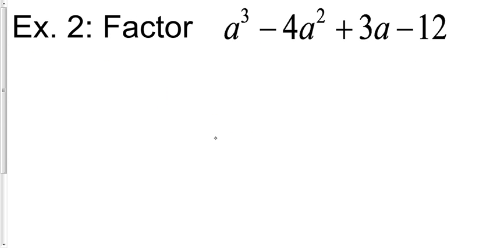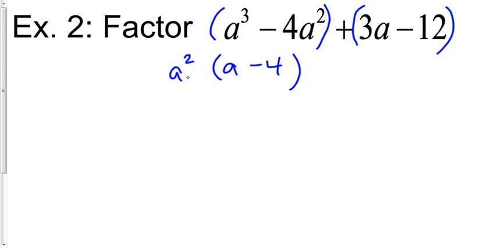Example 2, a to the third minus 4a squared plus 3a minus 12. Now, anytime you see four terms, you should immediately try the grouping method. Okay, so I'm going to group the first two, and I'm going to group the last two, and I'm going to try to pull out a common factor. Well, in the first group, there's a common factor of a squared. Both terms have at least an a squared. And if I bring a squared out in front, I'm left with a to the first minus 4 in parentheses. We get a to the third minus 4a squared. So you can check by multiplying to make sure that you've got it right.